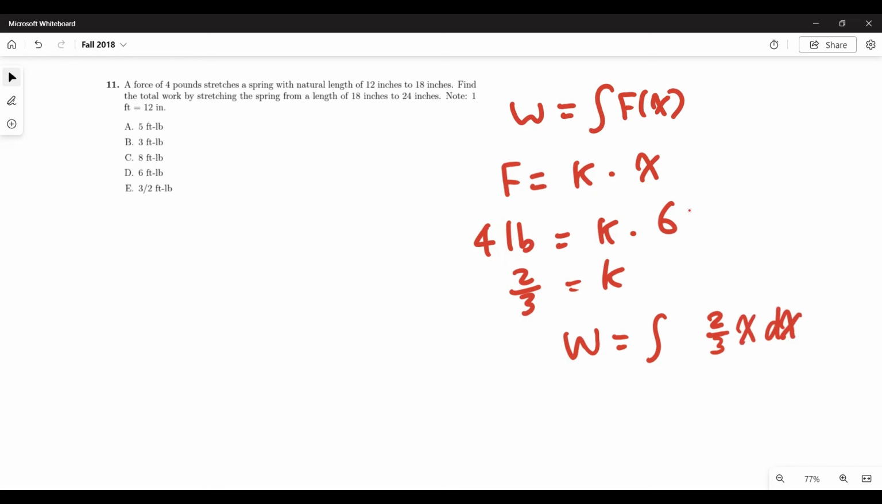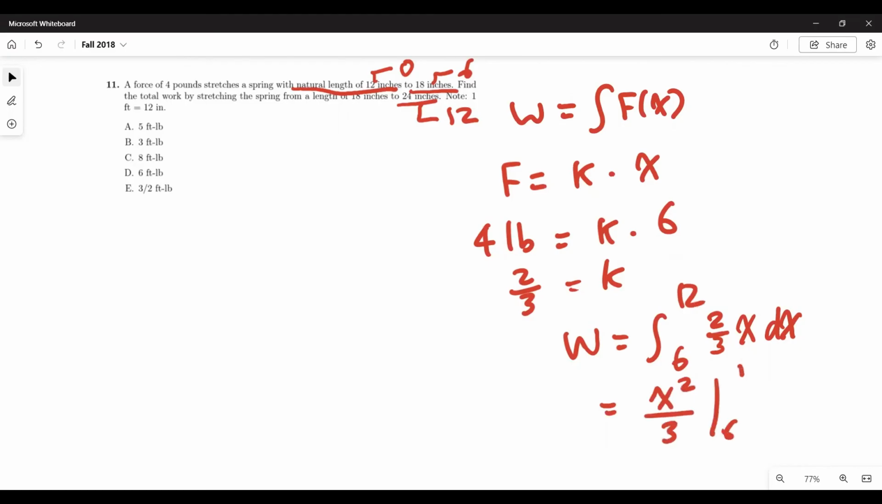Okay, and it's the work of stretching the spring from a length of 18, meaning natural length is at 12 inches, so this is 0, and 18 inches is 6, and 24 inches is 12, so it's from 6 to 12. So if you do that, this is x squared over 3, from 6 to 12. This just becomes 144/3 minus 36/3. This is 108/3. This is the same as 36.